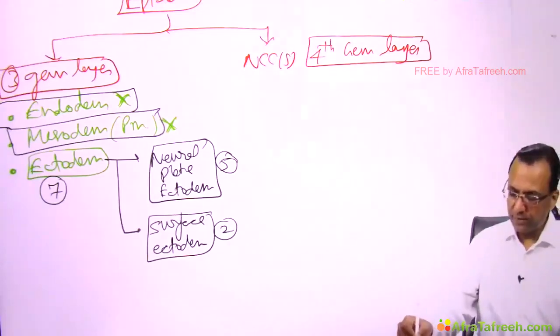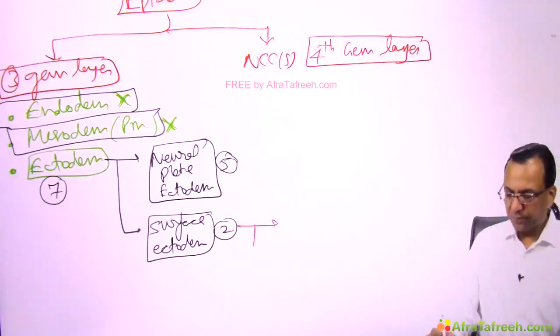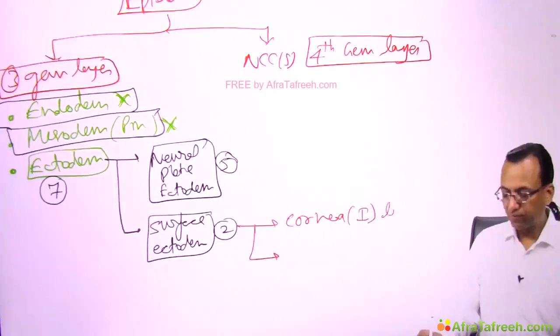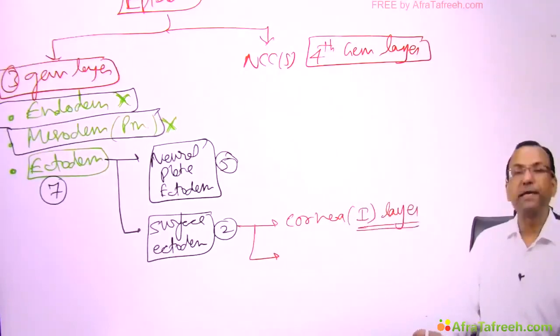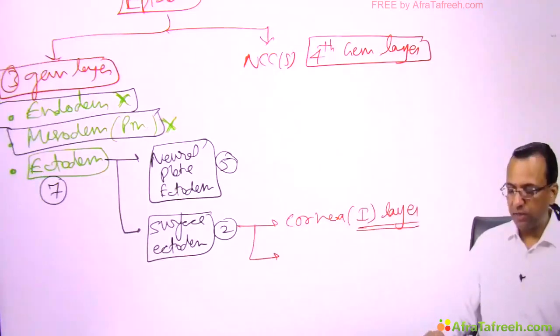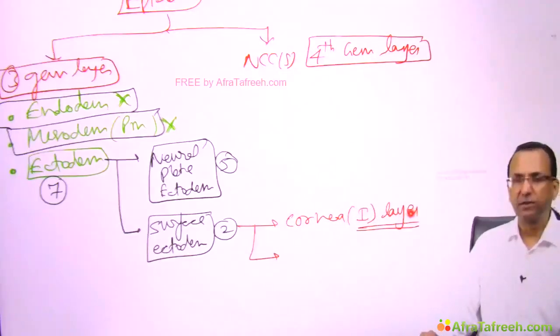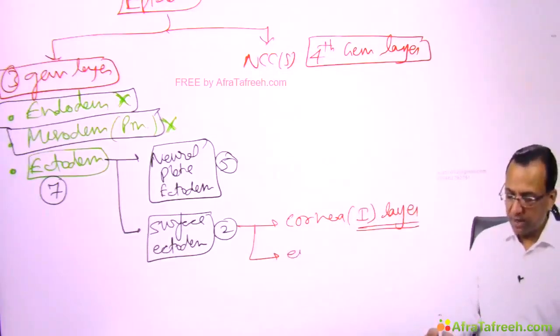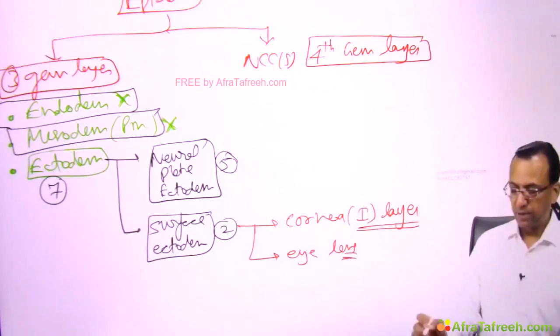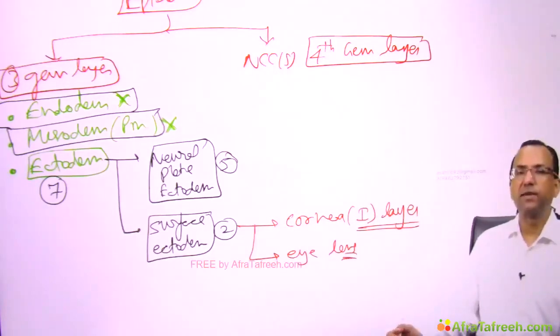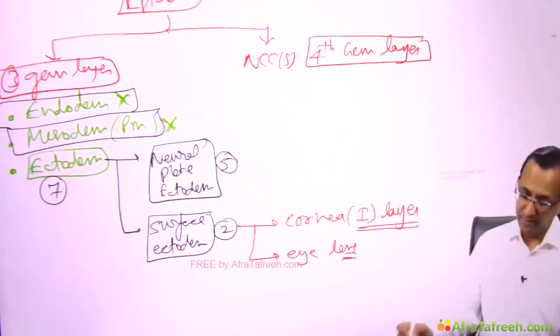Surface ectoderm will give you the surface epithelium of cornea, or the first layer of cornea. Cornea has 5 layers and it is giving the first layer. So you're telling that the first layer of cornea, or surface epithelium of cornea, is given by surface ectoderm. Yes. What else is it giving? It is also giving the eye lens. So surface ectoderm will give the eye lens and the surface epithelium of cornea. Yes. What is neural plate ectoderm giving?